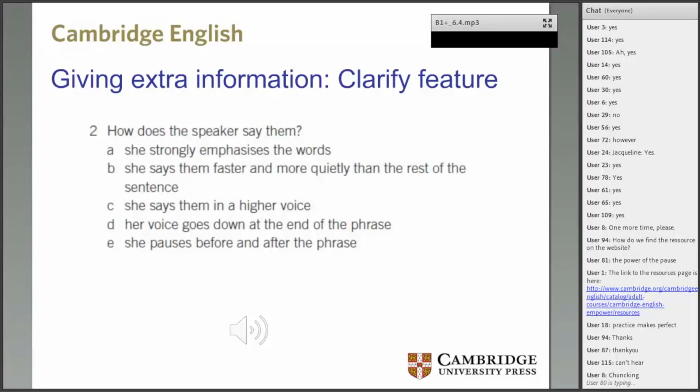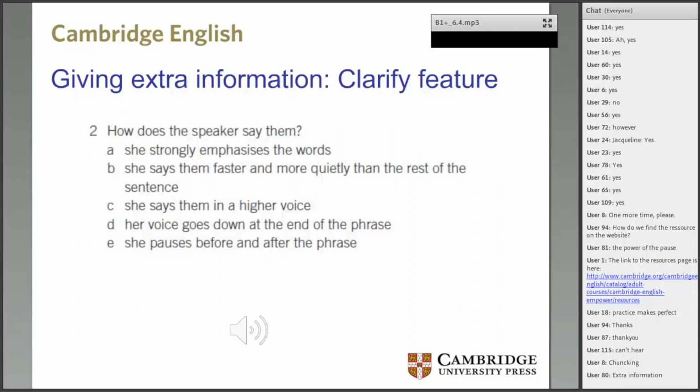Okay, so obviously the little utterances that you saw there are given a kind of lower tone. They're like an aside, so they're giving extra information. And in terms of analysis, the students look at these answers to the first question and decide whether the answers are true or false as to what she's doing. Is she saying them more quietly? Is she saying them in a higher voice, etc.?